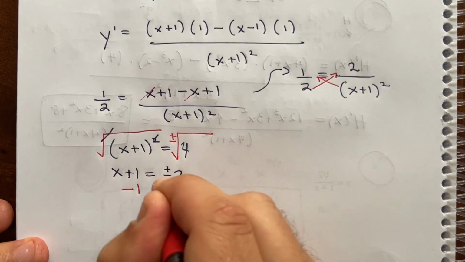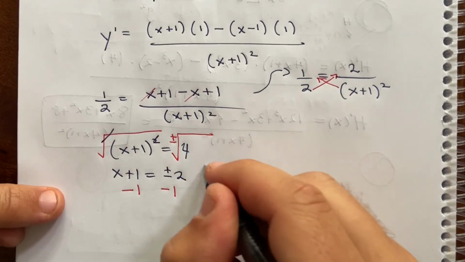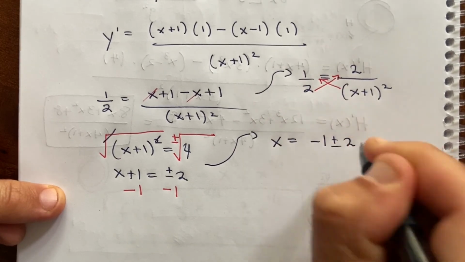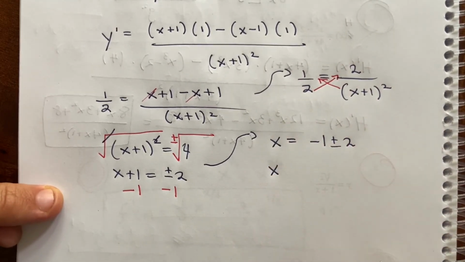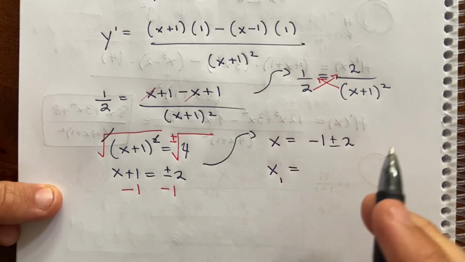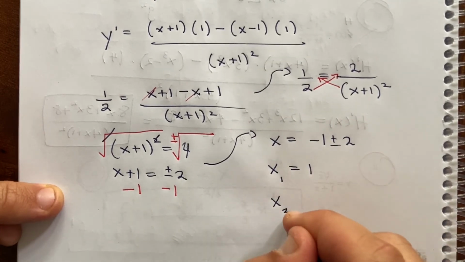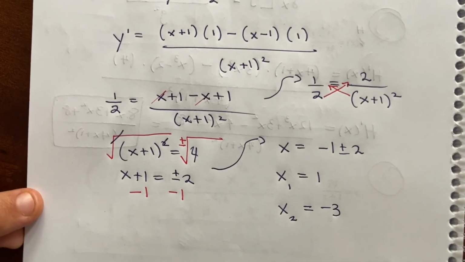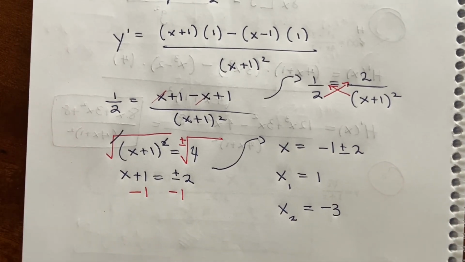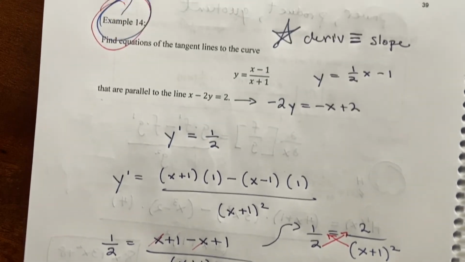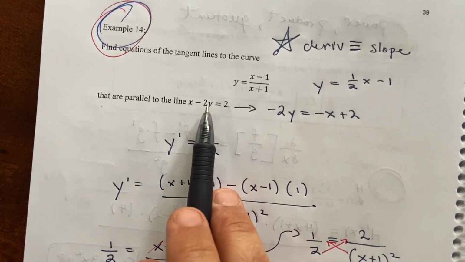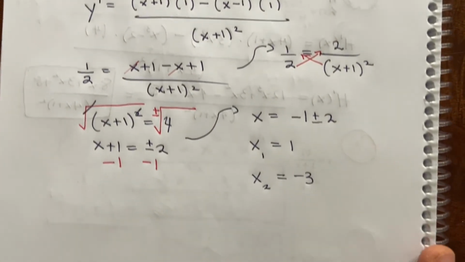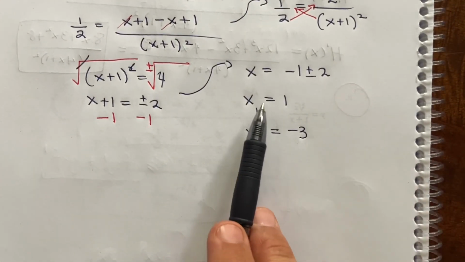Subtract. So I'm getting x equals negative 1 plus and minus 2. In other words, we have an x location of 1 and an x location of negative 3 for the locations at which the tangent line to the given curve is parallel to the given line. Okay, so we just found the x locations for which this is happening.